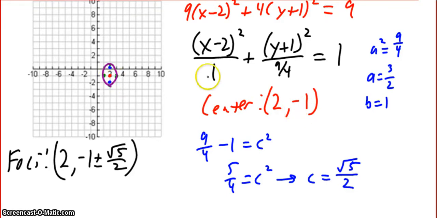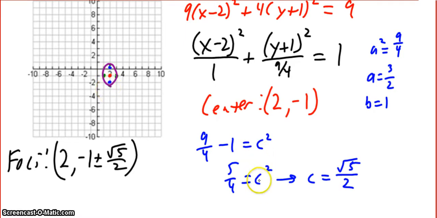So I plot my center. My b value is the square root of 1, which is 1. My a value is the square root of 9/4, which is 3/2. So from the center I go left and right 1, up and down 3/2, or 1.5.